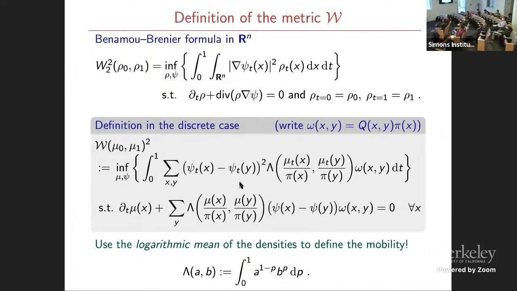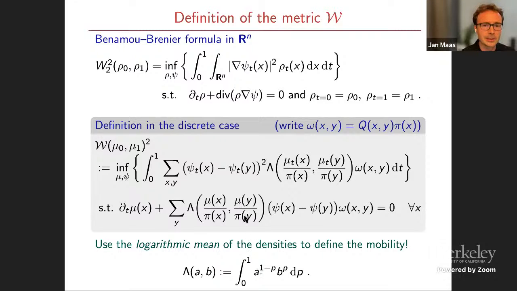Question. The logarithmic mean of two densities is a density? Yes, you do it pointwise. At each vertex of your graph, you take the logarithmic mean of the density at that vertex.